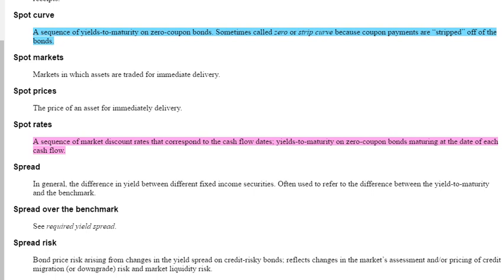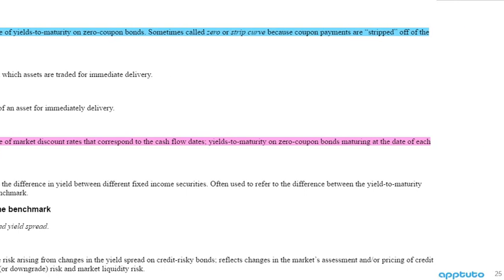Spot markets are markets in which assets are traded for immediate delivery. Spot prices are the price of an asset for immediate delivery. And here we get to the spot rates, which says a sequence of market discount rates that correspond to the cash flow dates, yield to maturity on zero coupon bonds maturing at the date of each cash flow. Okay, so again, very important to understand all the terminology definitions in the glossary.